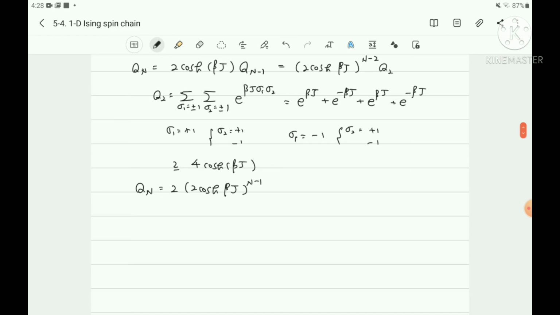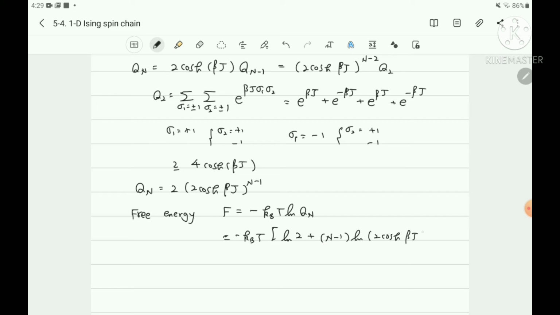And we know the free energy has this relation: minus kBT ln Qn. Therefore, it is minus kBT times ln 2 plus n-1 ln 2 cosine hyperbolic beta J.